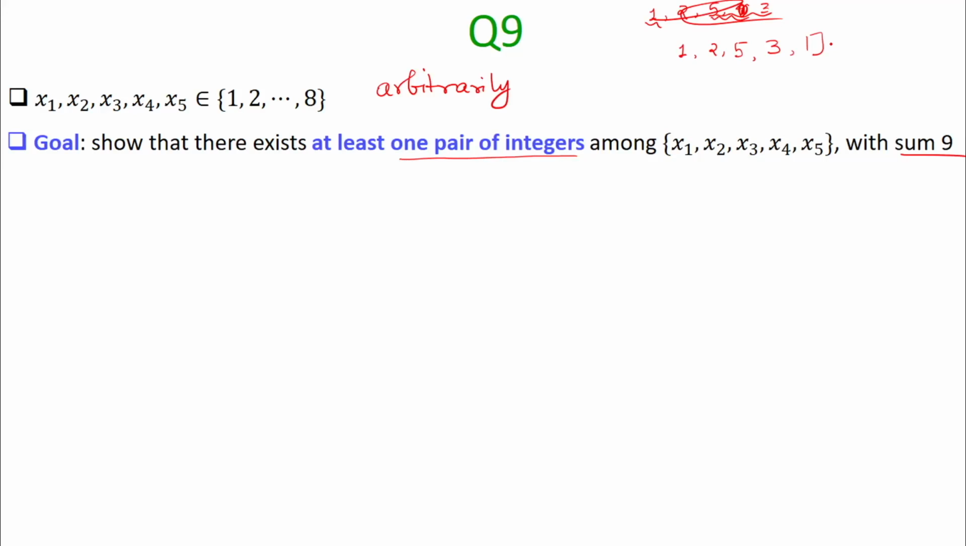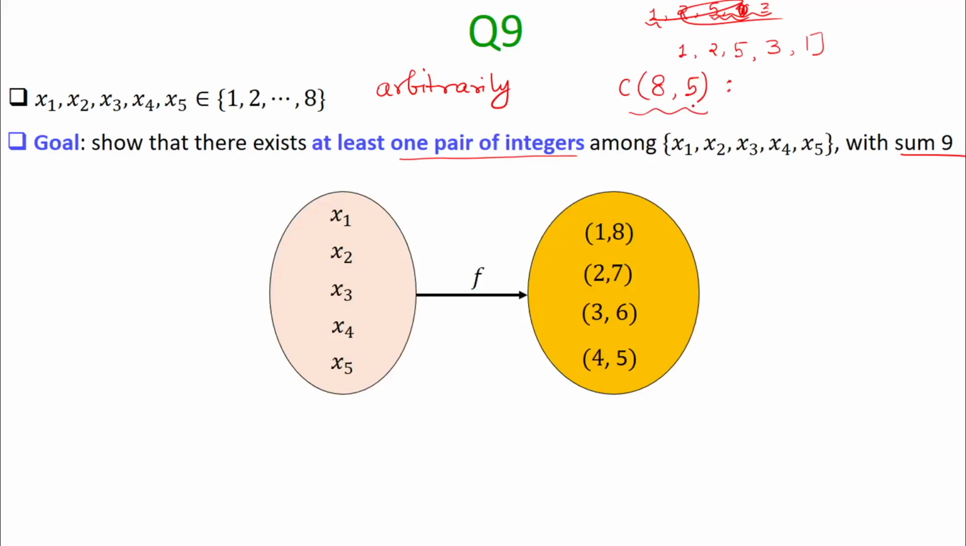So one way of proving this is that you take all possible 8 choose 5 ways of picking 5 numbers, and for each of those combinations you show that this statement is true, but that will be an overkill because this is a relatively large value, right? Instead, we will apply the pigeon-hole principle, and for applying the pigeon-hole principle we have to identify the pigeons and the holes and the mapping.